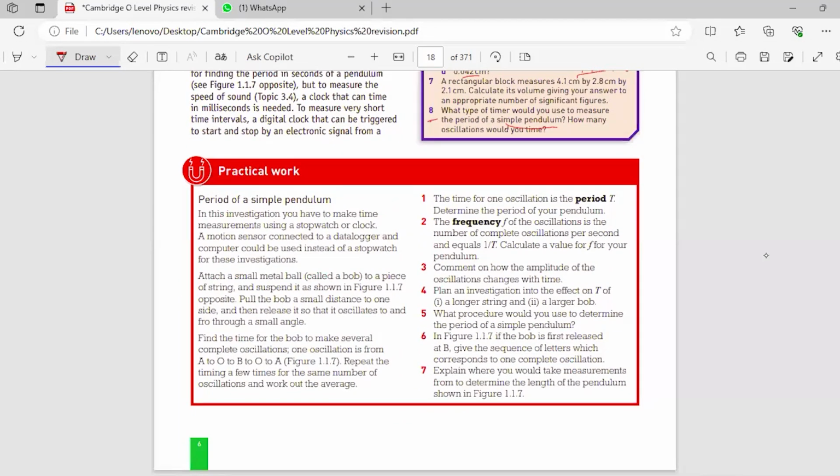Then comes the definition of the time period: the time taken to complete one oscillation. If a simple pendulum oscillates, the time taken to complete one oscillation is called the time period. The number of oscillations in 1 second is called frequency, and 1/second is called the hertz.